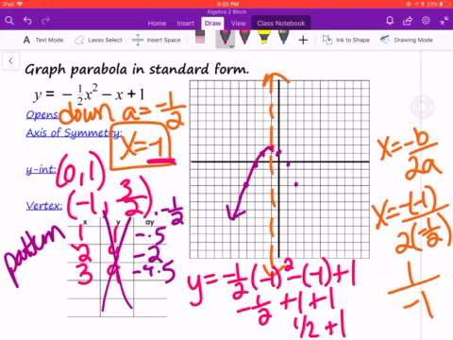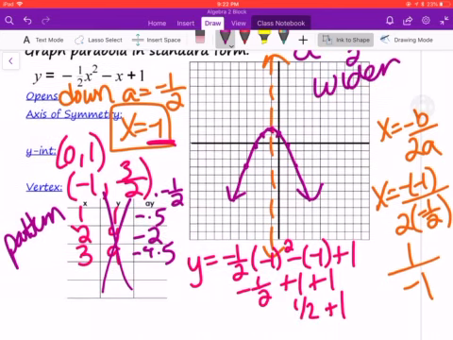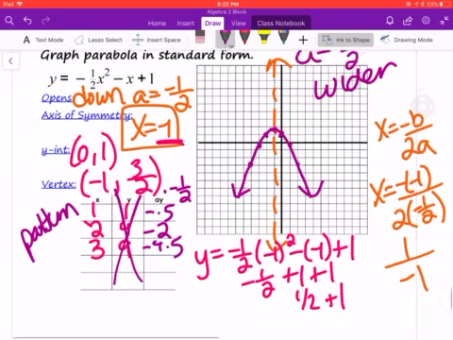Notice that this parabola is wider. Since our a was 1/2 or a negative 1/2, that means that our parabola is going to be wider and it opens down. Okay, that's all I had for standard form.